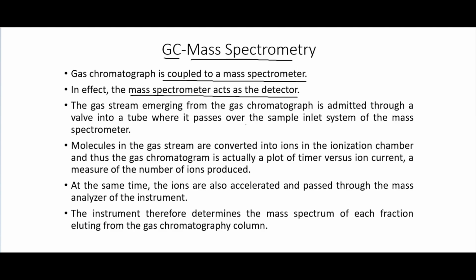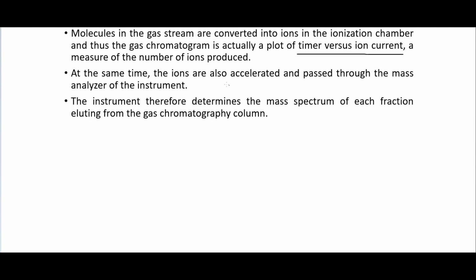So we are separating the compounds and then getting the mass spec for each of them, which allows you to better tell what is actually in each of the peaks coming off of your gas chromatogram. Molecules in the gas stream are converted into ions in the ionization chamber, and thus the gas chromatogram is usually a plot of time versus ion current, a measure of the number of ions produced. At the same time, the ions are accelerated and passed through the mass analyzer of the instrument. The instrument therefore determines the mass spectrum of each fraction eluting from the gas chromatography column.